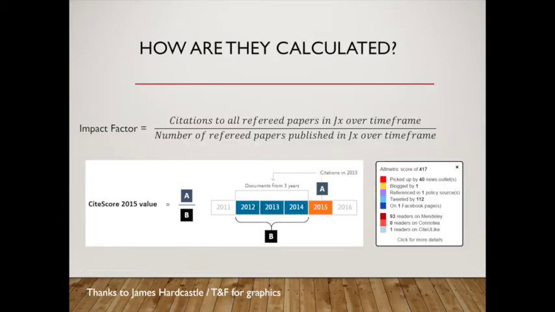Now, how are these things calculated? Well, the impact factor looks at the citations to all refereed papers in Journal X over a particular time frame, and you can see there's 2-year or 5-year impact factors. And then it takes the number of refereed papers published in that journal over that time frame. So it's how many citations divided by the number of papers.